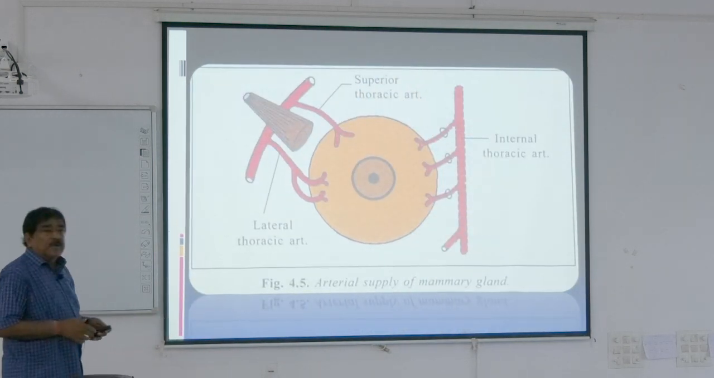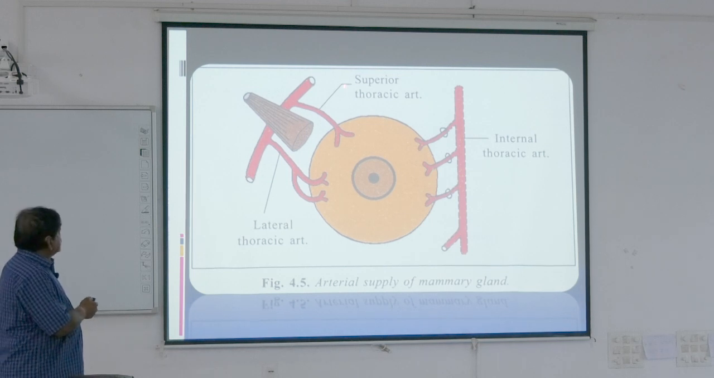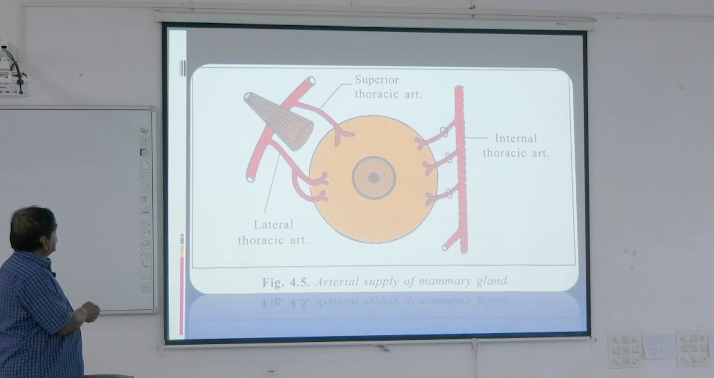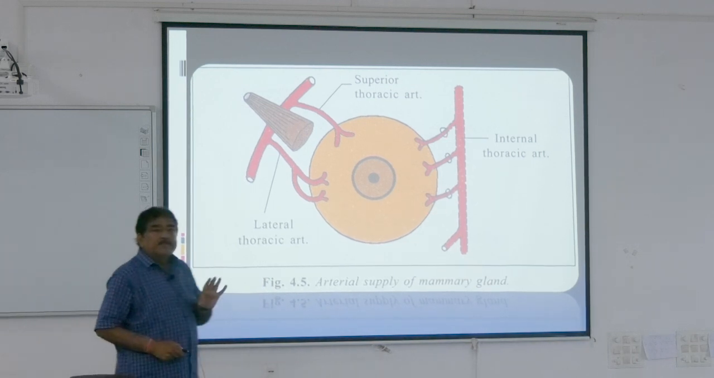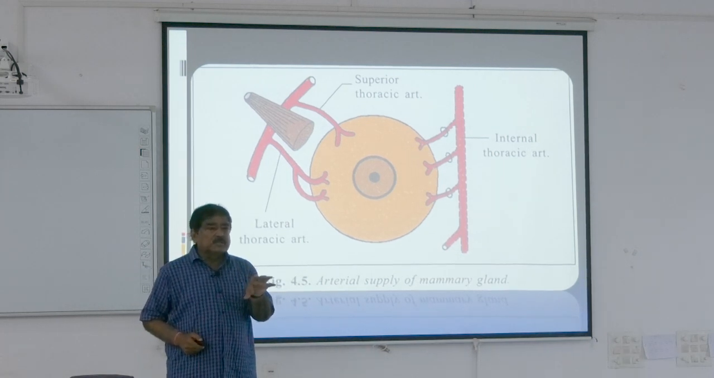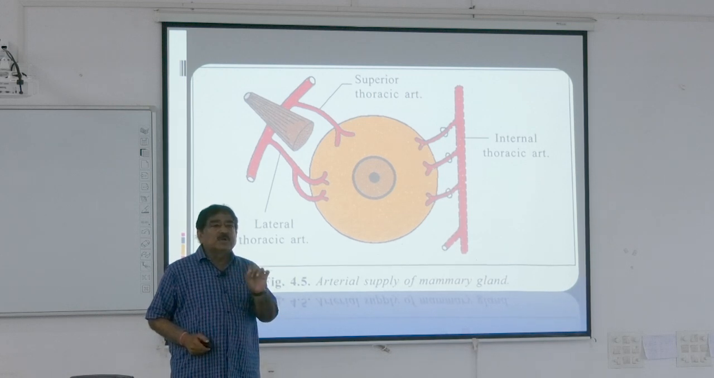Now the arterial supply of the mammary gland. This is the breast or mamma. The superior thoracic artery supplies, this is the lateral thoracic artery. The internal thoracic artery gives branches. This is the arterial supply. Simple, simple. You just simply draw diagrams. If you have a note on your breast, then you just simply draw diagrams.